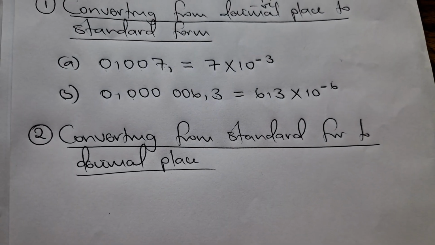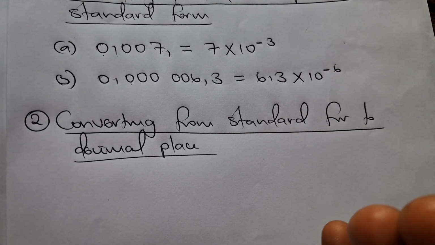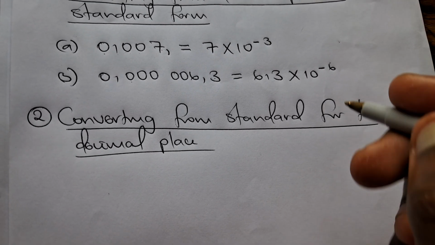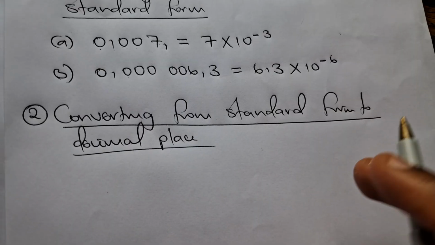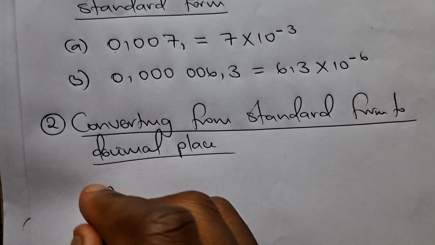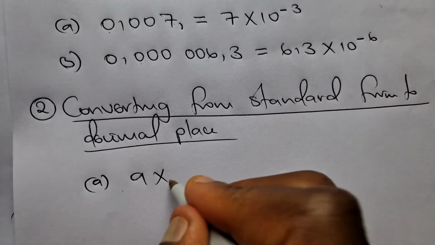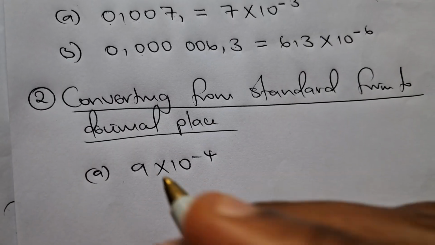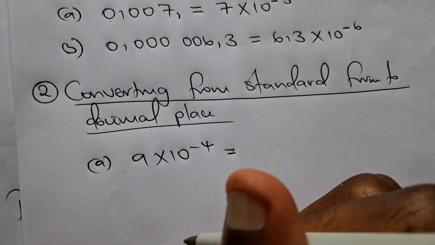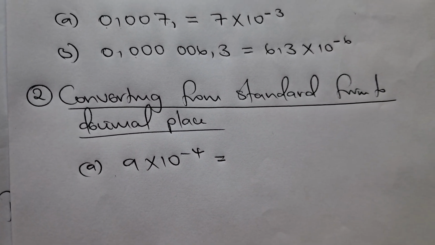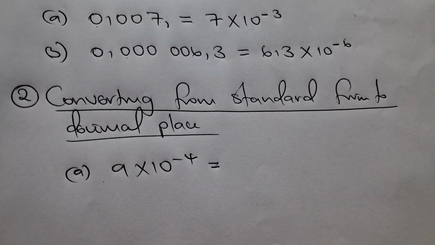Okay, we are now back to another segment. We are going to convert from standard form to decimal place. So our first example will be 9 times 10 to the power negative 4. Why am I using the negative ones? Because these are the complicated ones. Most students fail to tackle these questions.